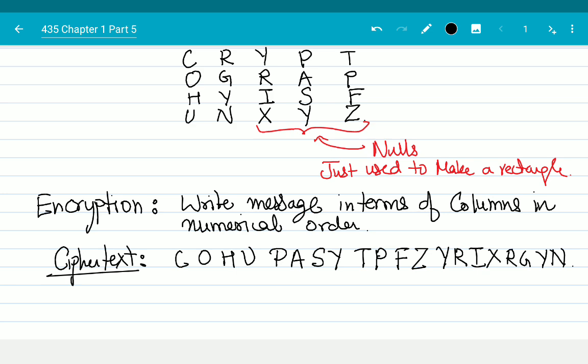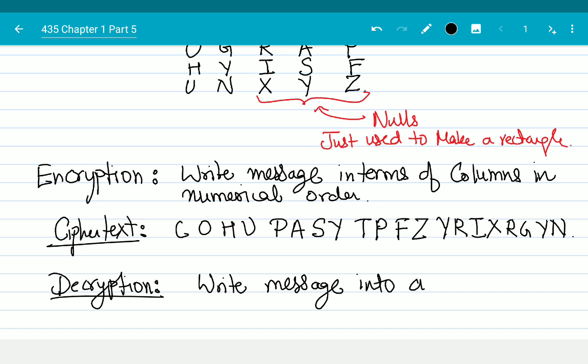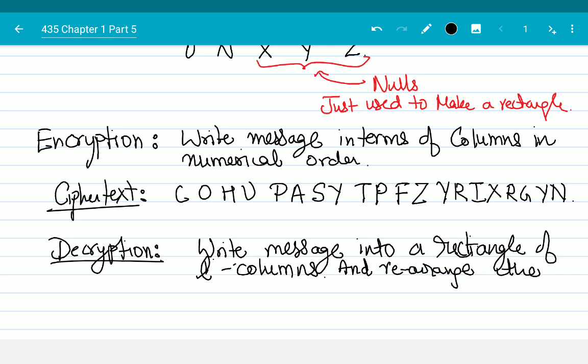And how do I decode it? For decryption, knowing the key, write the ciphertext into a rectangle of L columns, and rearrange the columns according to the permutation that you know.